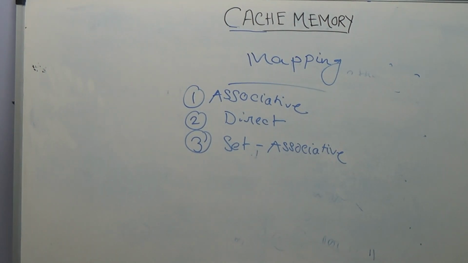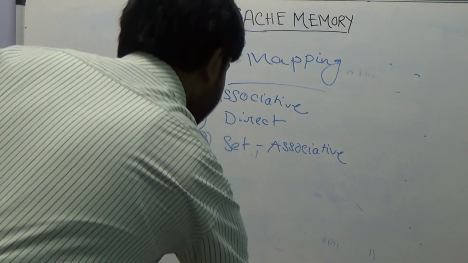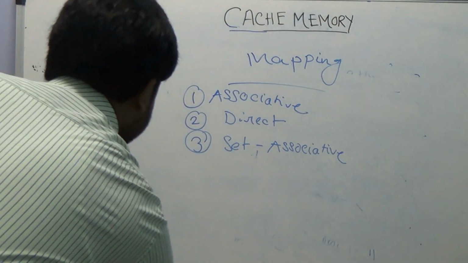What is the advantage of set associative mapping technique? It has the highest hit ratio. Next, what is the disadvantage? It is very expensive in terms of increasing the set.